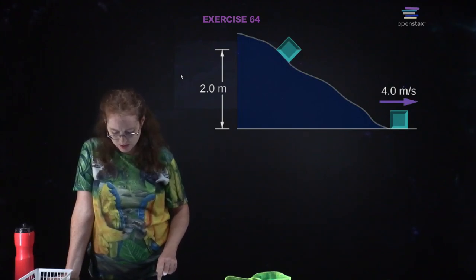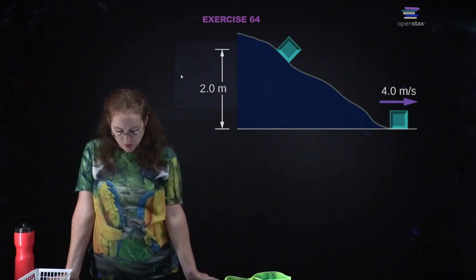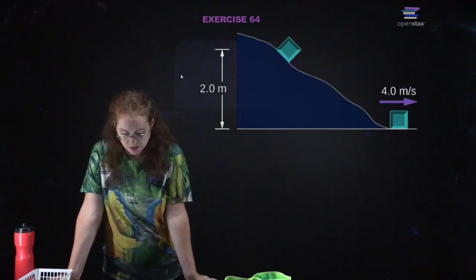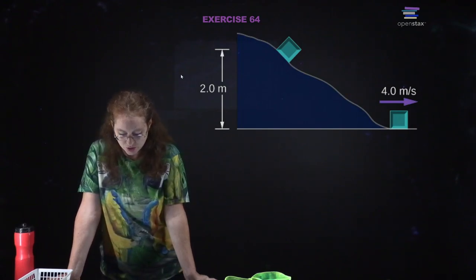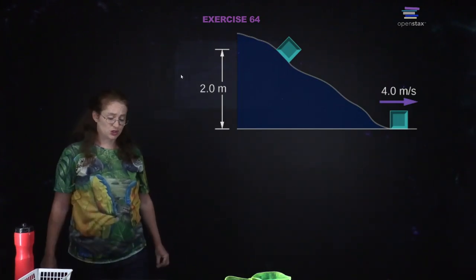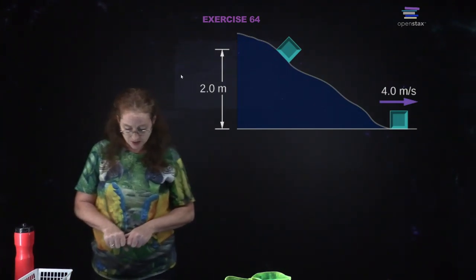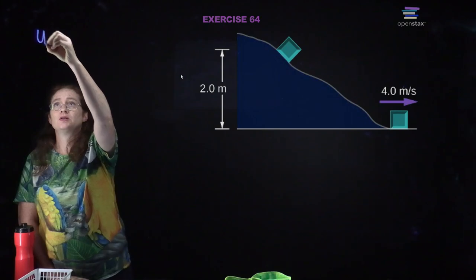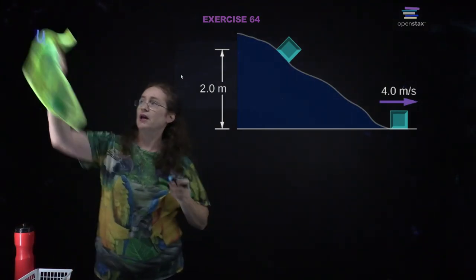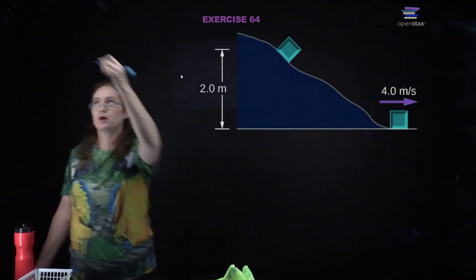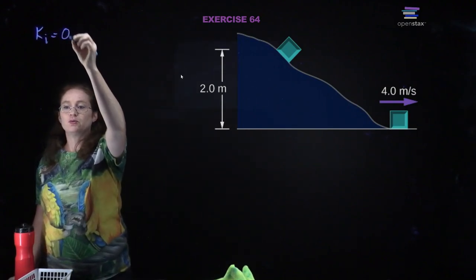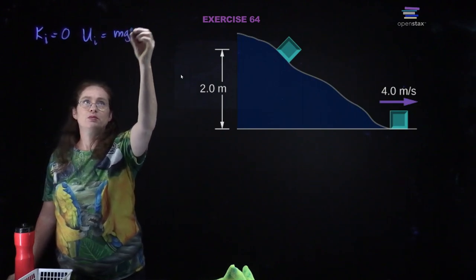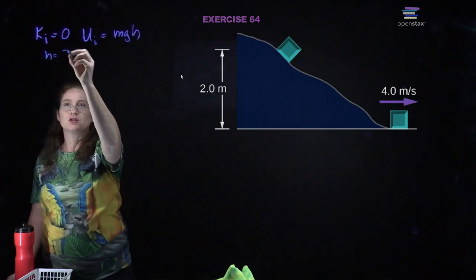Because you don't have friction, you can calculate a lot more. This one is asking you, when released, a 100-gram block slides down the path shown below, reaching the bottom at a speed of 4 meters per second. How much work does friction do? Okay, it's released, so at rest, so here we can use energy conservation. The initial kinetic energy from the wording in the problem is equal to zero. The initial potential energy is equal to mgh, where h is 2 meters.